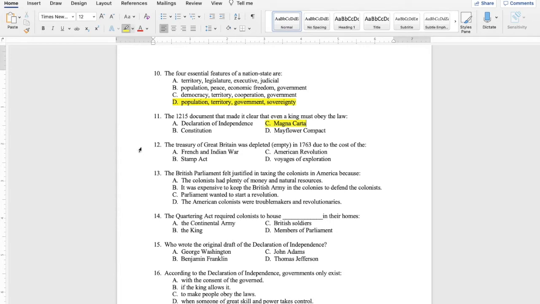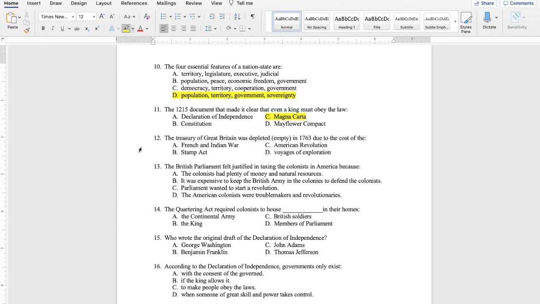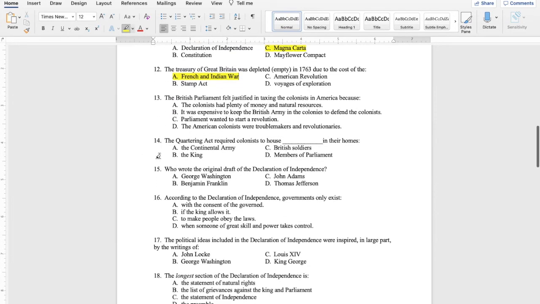Number 12, the treasury of Great Britain was depleted or empty in 1763 due to the cost of the French and Indian War. Remember, they lost a lot of money. Number 13, the British Parliament felt justified in taxing the colonists in America because the correct answer was B. It was expensive to keep the British Army in the colonies to defend the colonists.